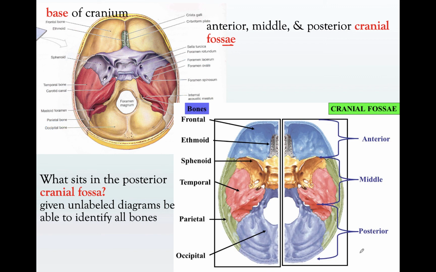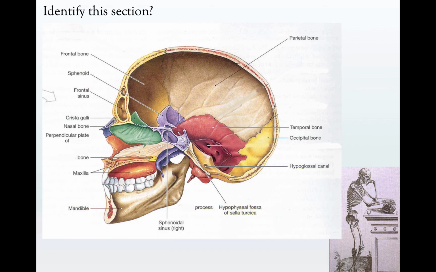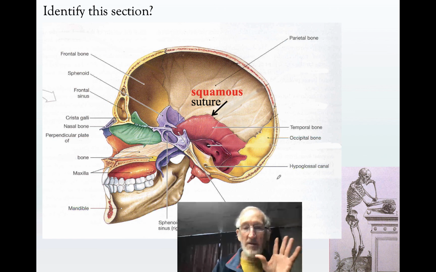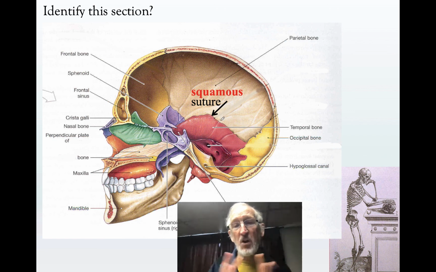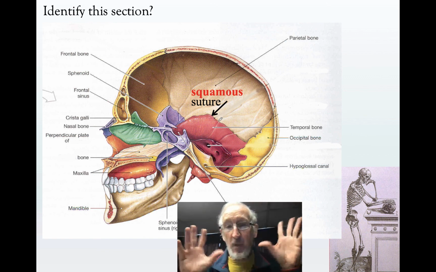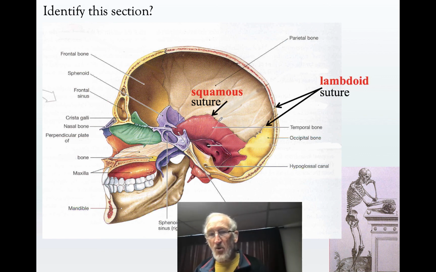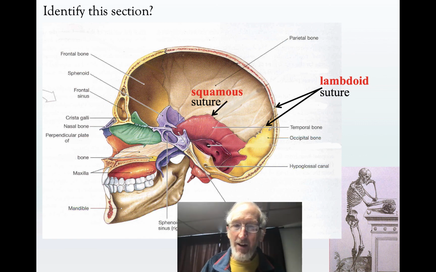Again, just to reiterate, when you have an unlabeled diagram, you need to be able to label these. Here we've done a sagittal section and cut through. They've done a nice job of color coding bones for you so you can pick them apart and label them. And what is this? That's a suture. Which one is it? That's the squamous suture. They haven't done a nice job of showing you the fingers coming off of the temporal and interdigitating with the fingers of the parietal, so it's not going to be quite as strong as it really would be. And here's the lambdoid suture, primarily between parietal and occipital, but also between temporal and occipital.